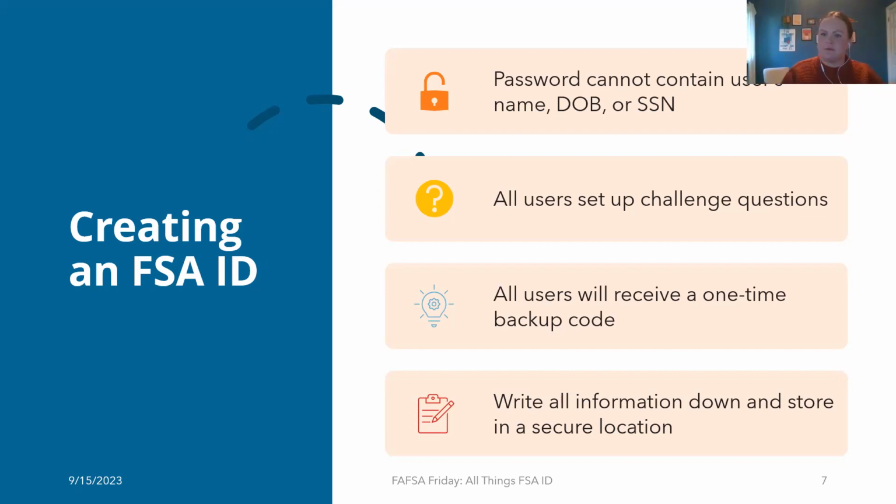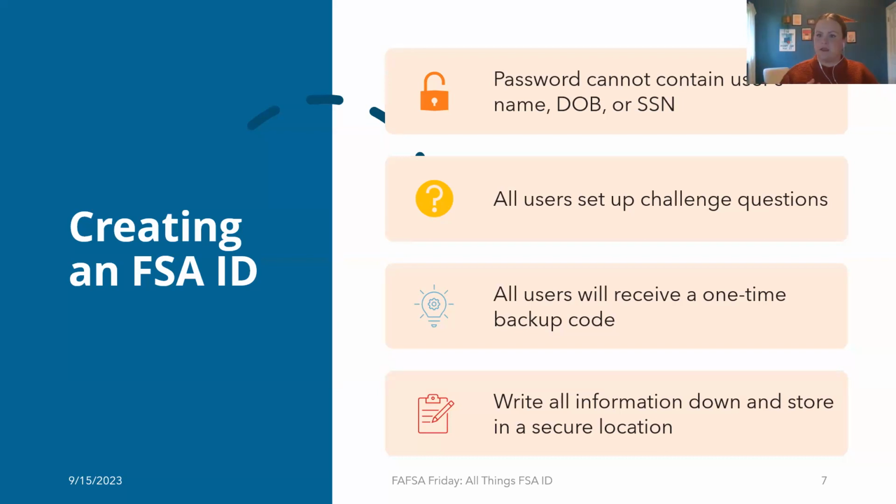And so making sure people have spelled things correctly, put the right answer in the right box that matches with the question, all those kinds of things are going to be an important process. So just ensuring that everyone double checks their work when they're putting in their responses for the challenge questions is important. And then once you have created your FSA ID, all users receive a one-time backup code.